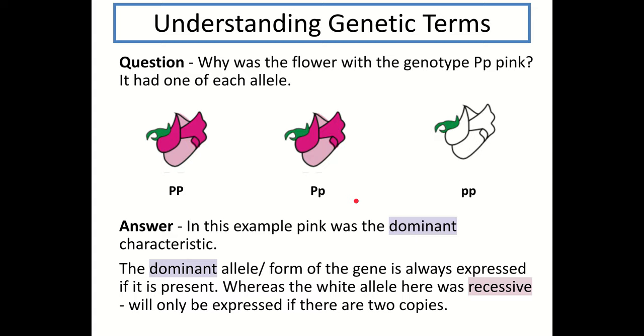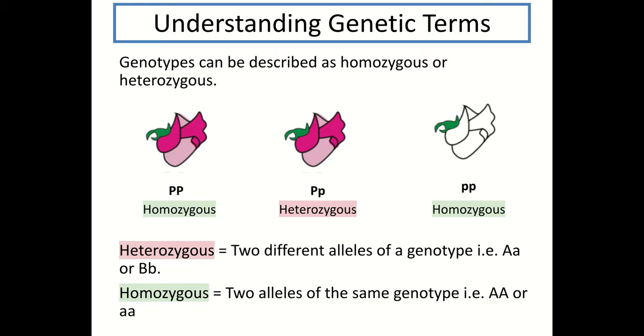The final two terms you need to know are homozygous and heterozygous. These are both words which can be used to describe genotypes, so the alleles the organism possesses, and not the phenotype or physical appearance. So homo means the same and hetero means different.